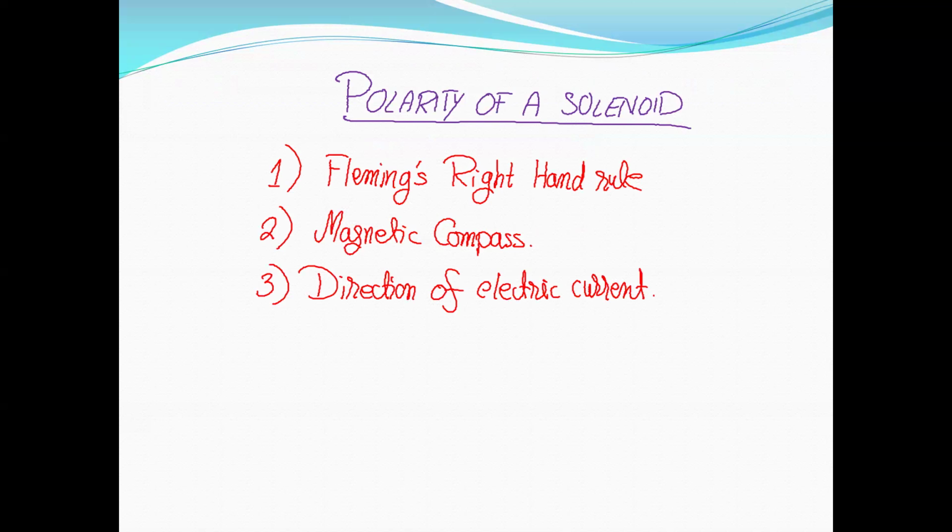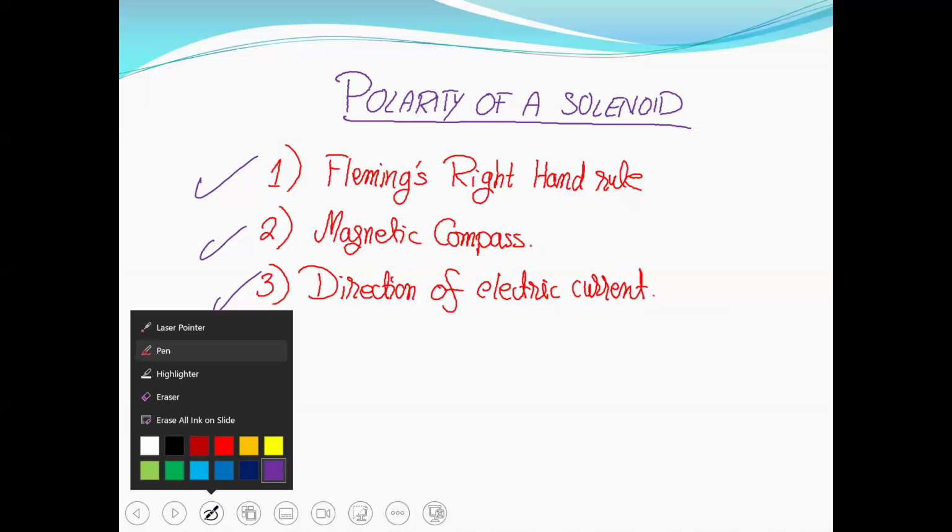The first thing they want people to appreciate and memorize is the name of the rule. So what's the name of the rule which is applied here for the polarity? Fleming's right hand rule. The second approach to determine the polarity is the magnetic compass, which is a laboratory approach. And the third one is looking at the direction of current, you can tell the direction of polarity.